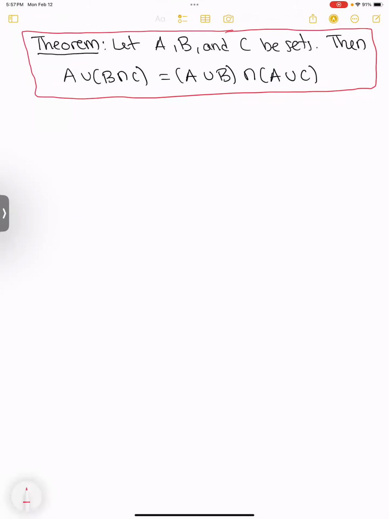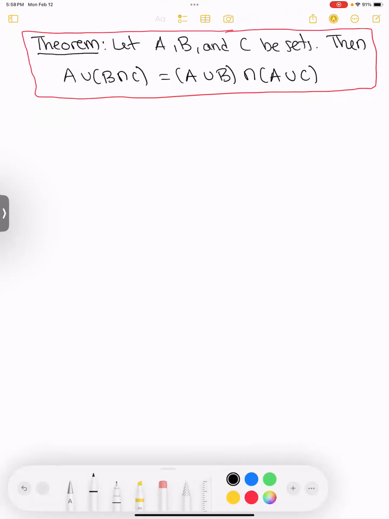Again, I talked about with De Morgan's laws, there's some kind of algebra between intersections, unions, and complements. Here we're seeing that there's some kind of algebra between unions and intersections. That you can distribute a union over an intersection is basically the way to think about what this is saying, right?